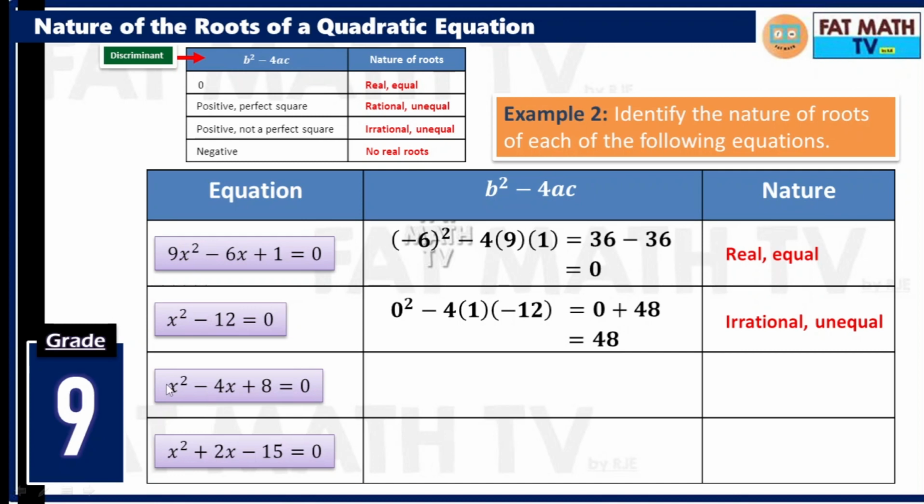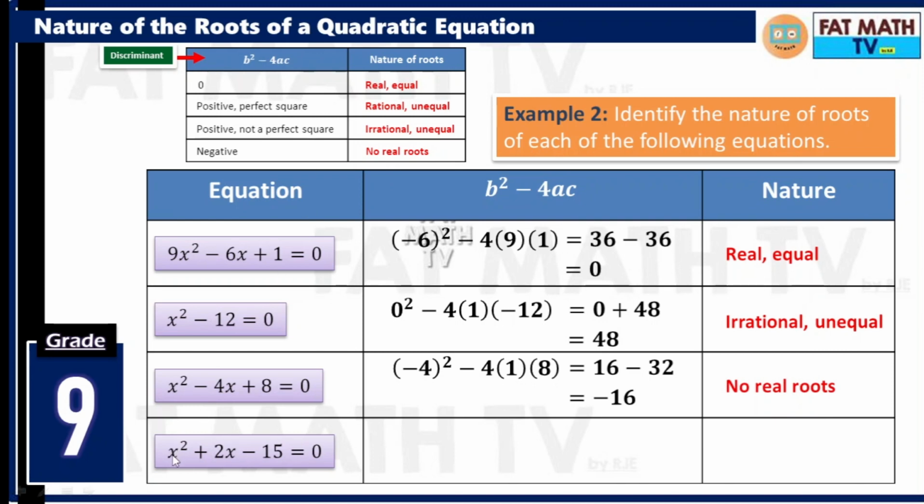Next number, a is 1, b is negative 4, c is positive 8. So we have b squared, that's negative 4 squared, minus 4 times 1 times 8. Negative 4 squared is 16 minus 32. That is negative 16. So negative number, no real roots. Negative discriminant gives us no real roots.